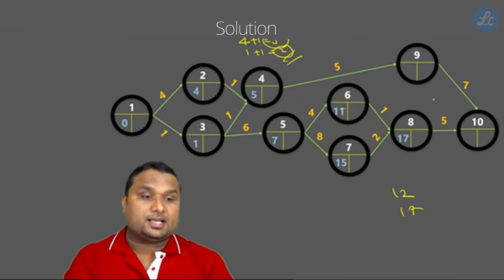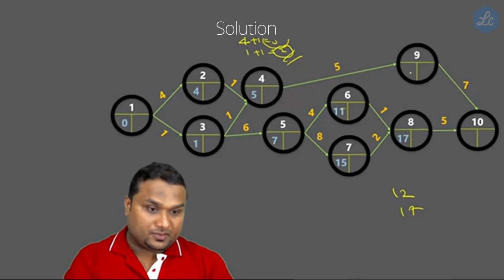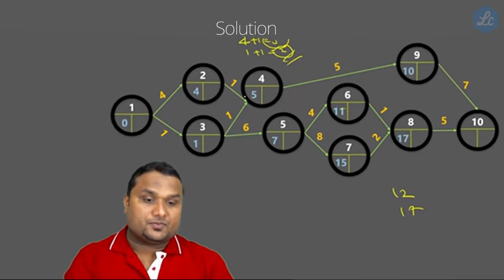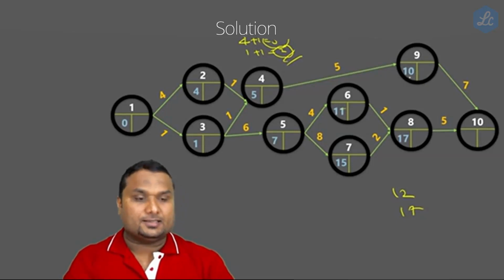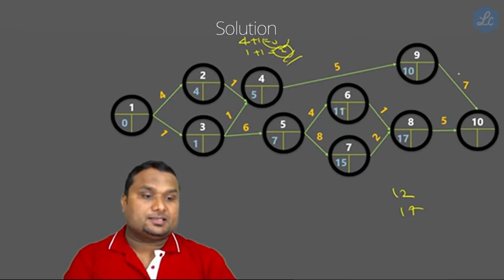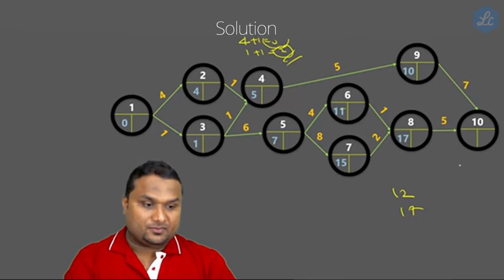Now this is the last activity. Before finishing the last activity, we have to finish over here. It is 5 plus 5, which is 10. Now look here. This is 10 plus 7, which is 17. And the other one is 17 plus 5, which is 22.